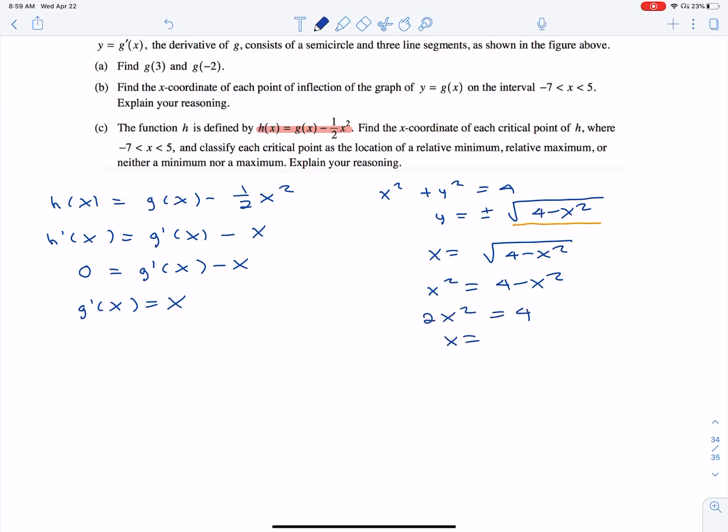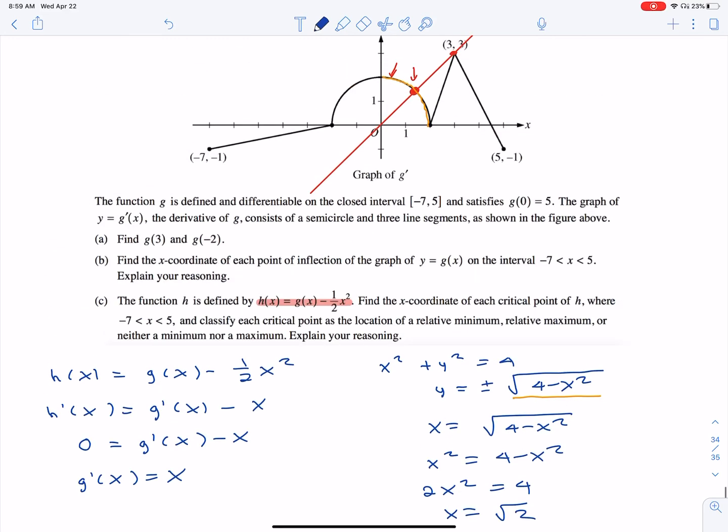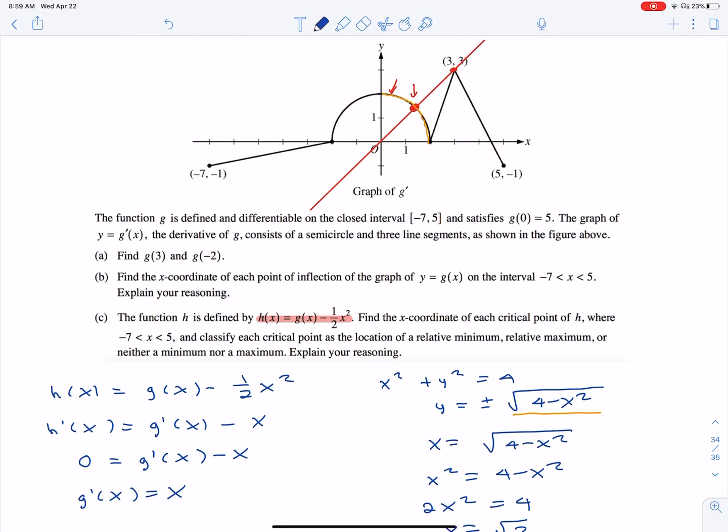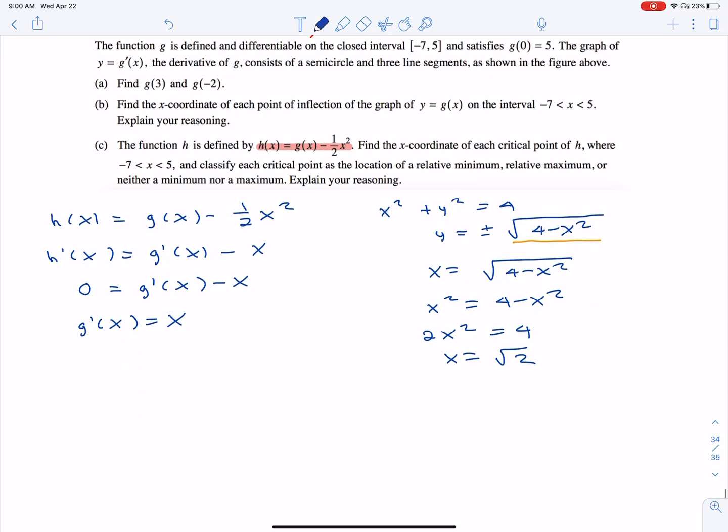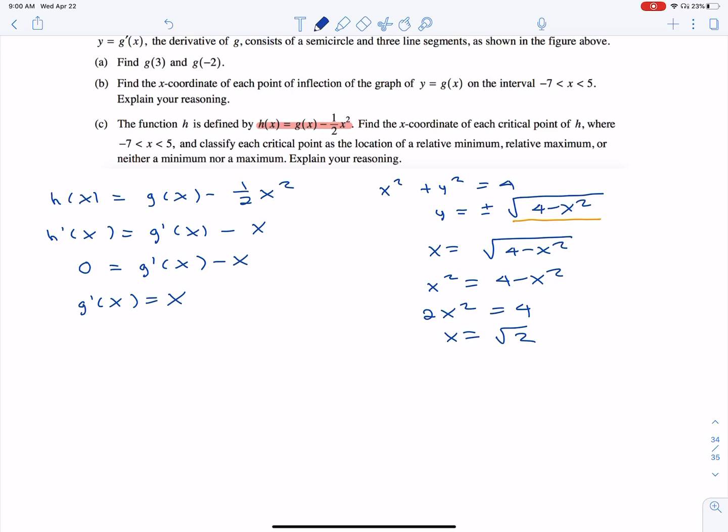X equals plus or minus root 2, but I'm going to give myself plus root 2, and the reason is I'm not looking at the negative side, I'm just looking at the positive side. Okay, so we have two critical values, one at x equals 2, and the other critical number is going to be at x equals 3.